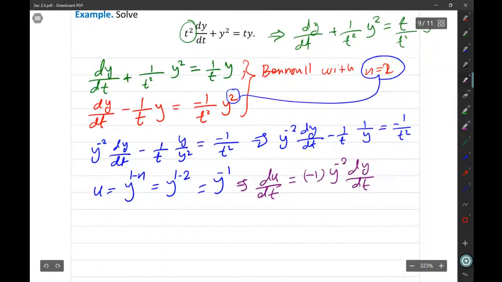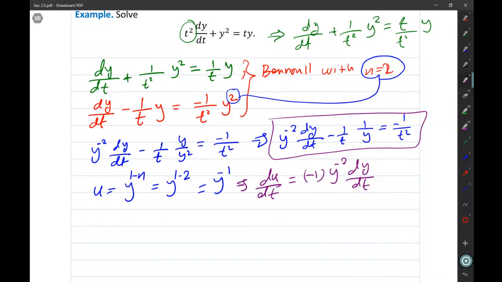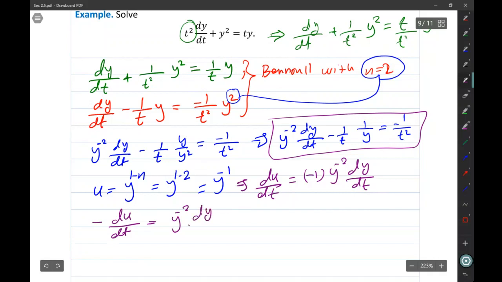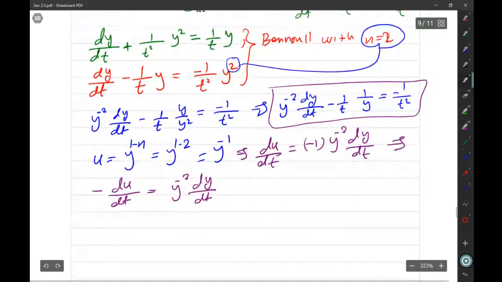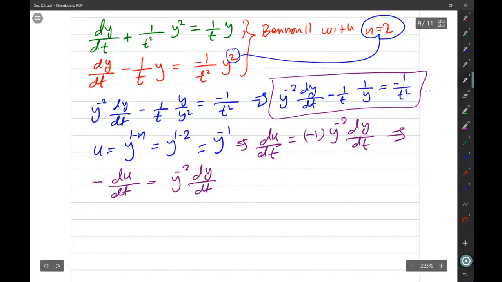Now, in this equation here, you have y to the power minus 2 dy by dt. So, du by dt, you have to multiply it by negative to get y to the power minus 2 dy by dt. So that means minus du by dt is equal to y to the power minus 2 dy by dt. Now, let us rename this as equation number 1.